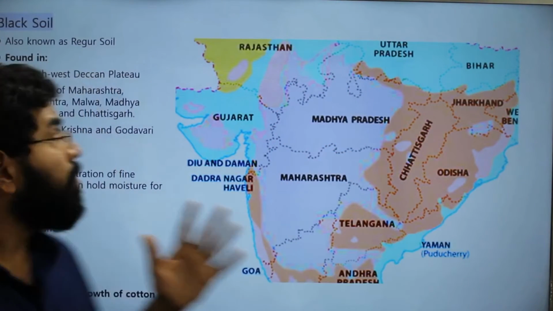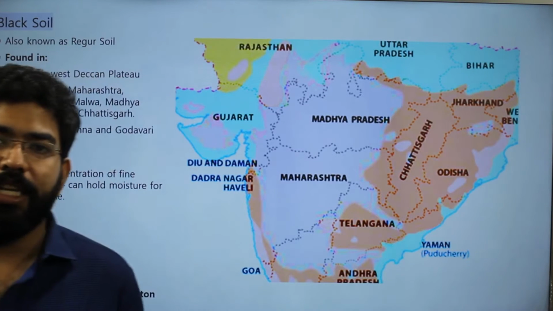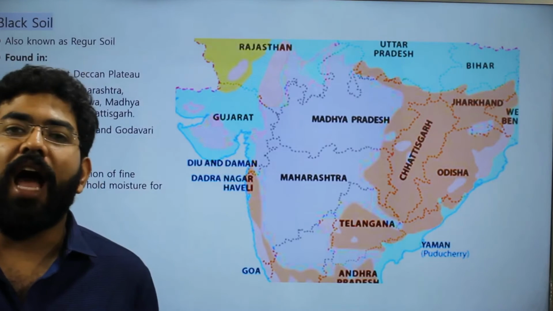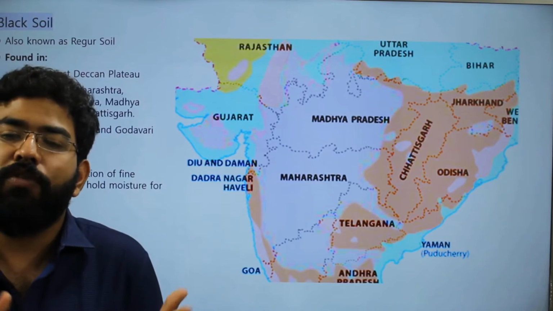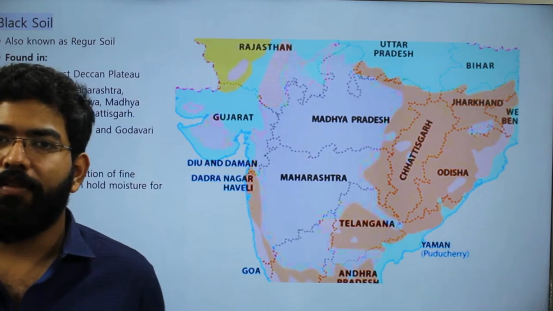Now let's discuss black soil. Black soil is black in color because it looks burnt, due to the presence of lava flow in it millions of years ago when it was being formed. So it looks burnt because of the lava flow.